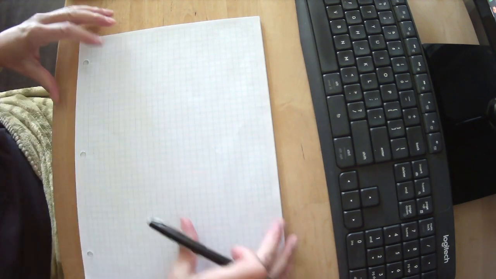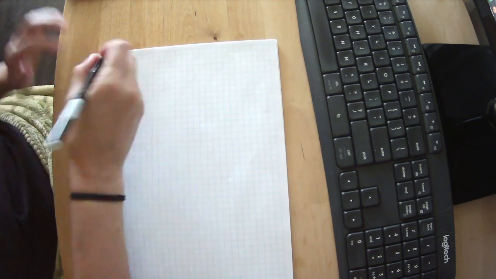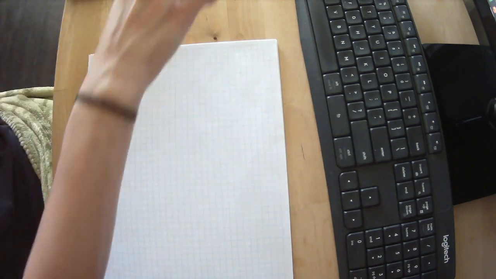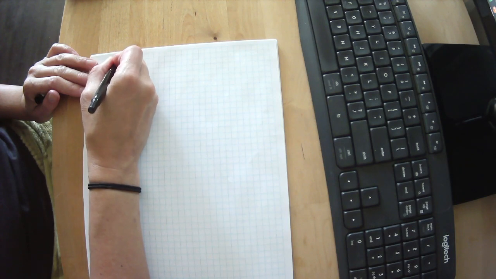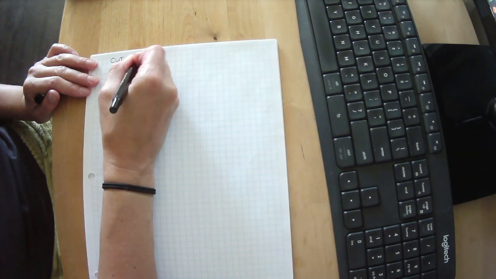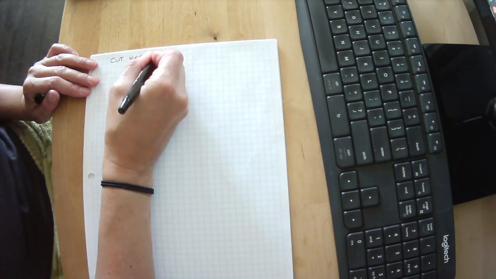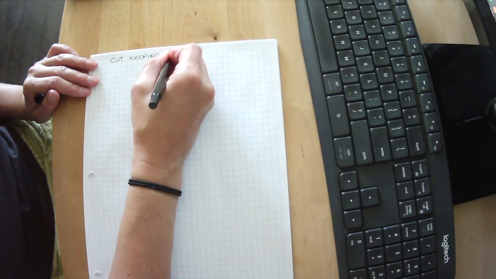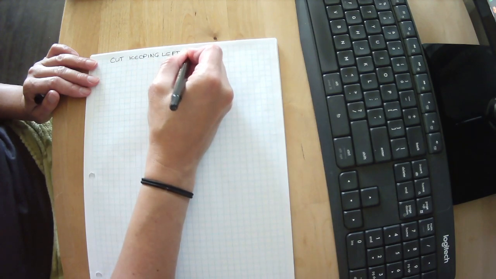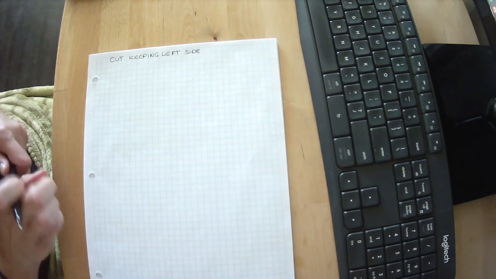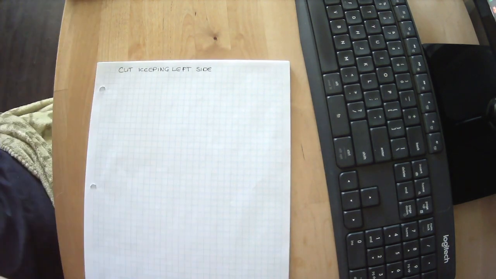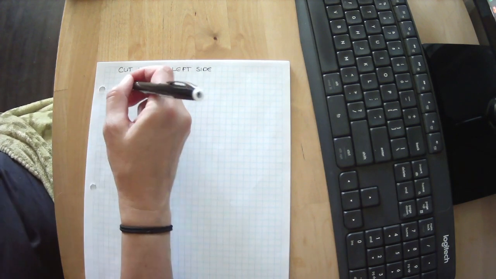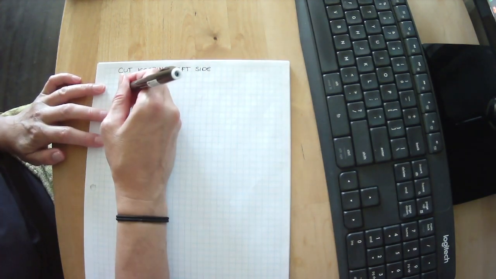Let's cut, keeping the left side. Okay, so we're cutting this, keeping the left side of our truss. I'm going to draw it a little bit smaller than I did last time.